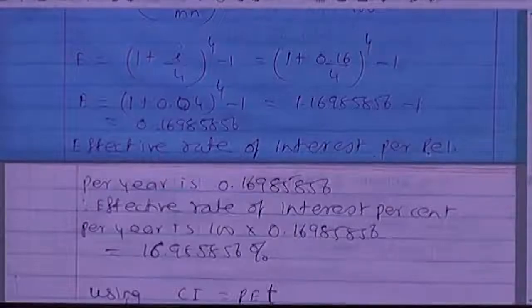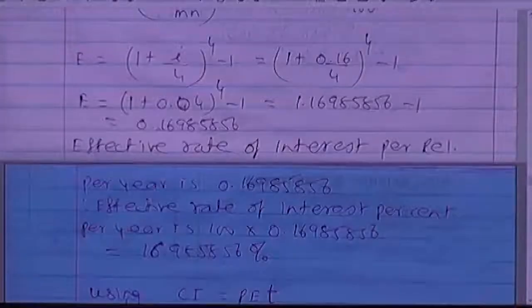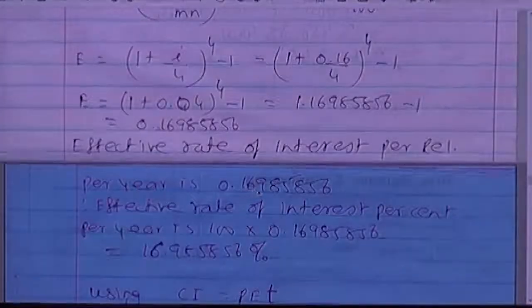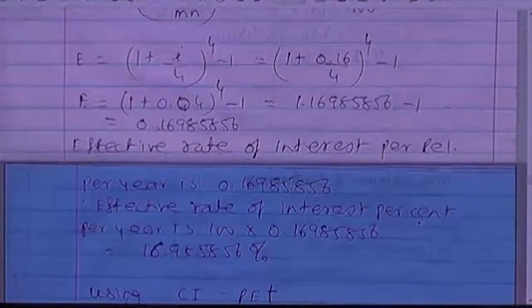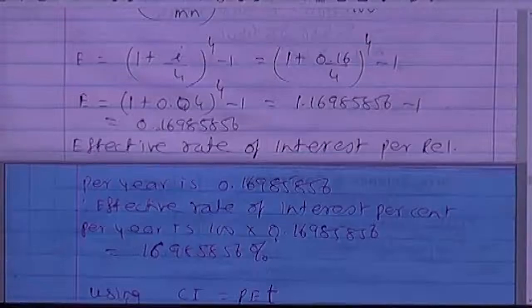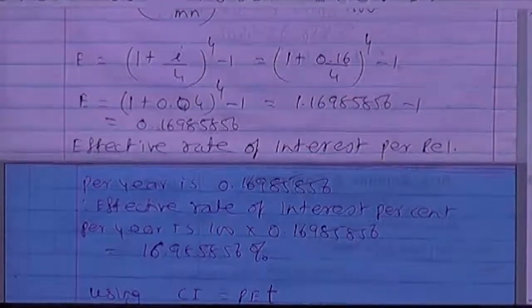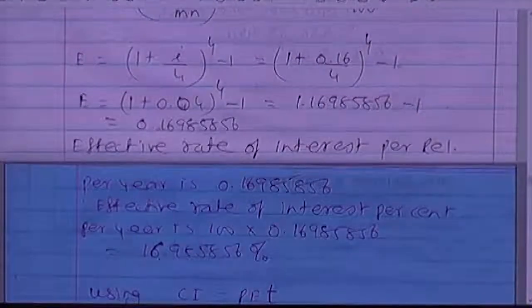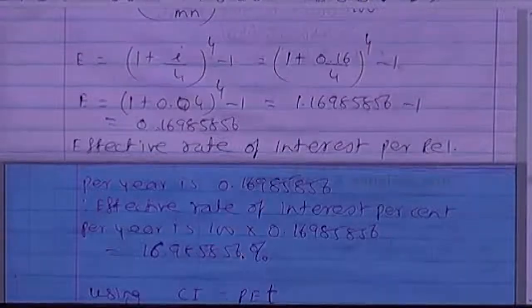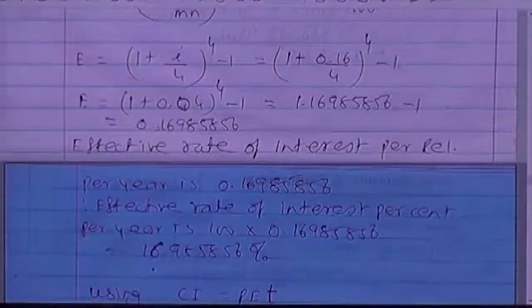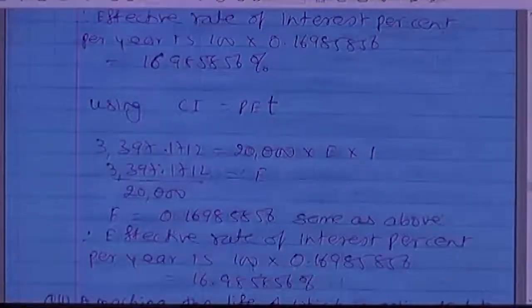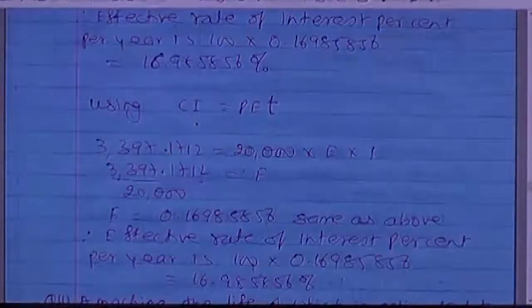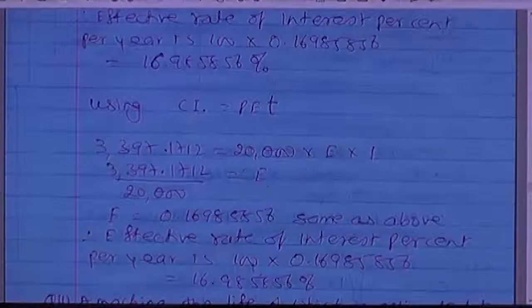Effective rate of interest per rupee 1 per year is 0.16985856. Therefore, effective rate of interest percent per year is 100 into 0.16985856, which gives us 16.985856. Approximately, you can take it as 16.99%.